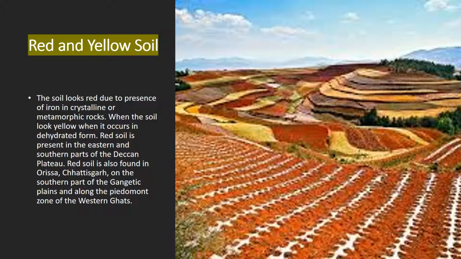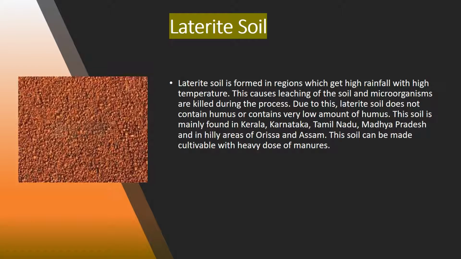Laterite soil is formed in regions which get high rainfall with high temperature. This causes leaching of the soil and microorganisms are killed during the process. Due to this, laterite soil does not contain humus or contains a very low amount of humus. This soil is mainly found in Kerala, Karnataka, Tamil Nadu, Madhya Pradesh and in hilly areas of Orissa and Assam. This soil can be made cultivable with a heavy dose of manures.